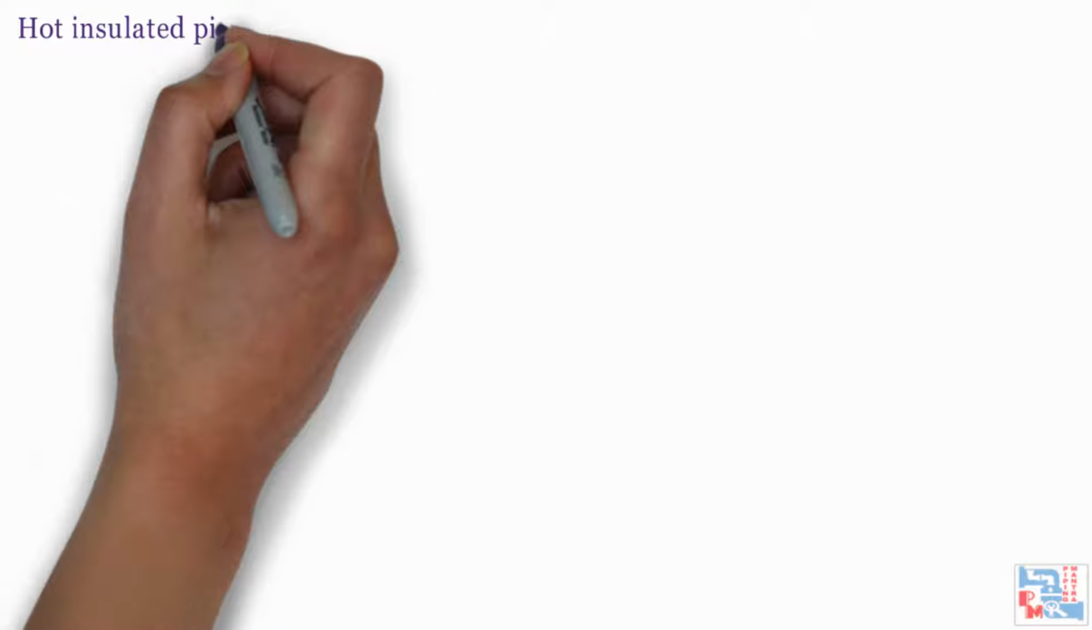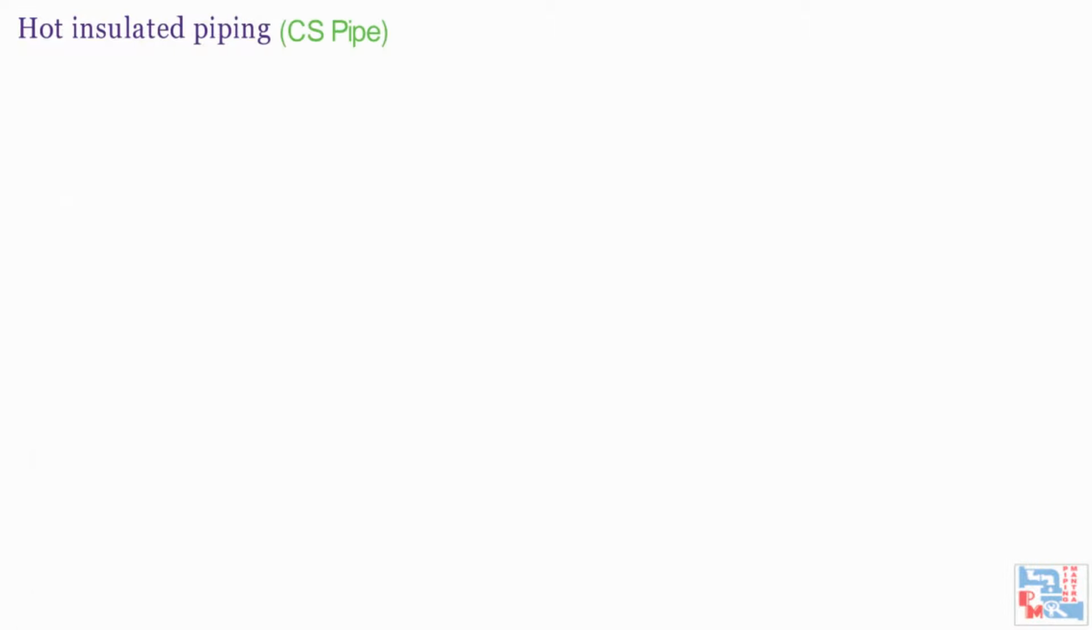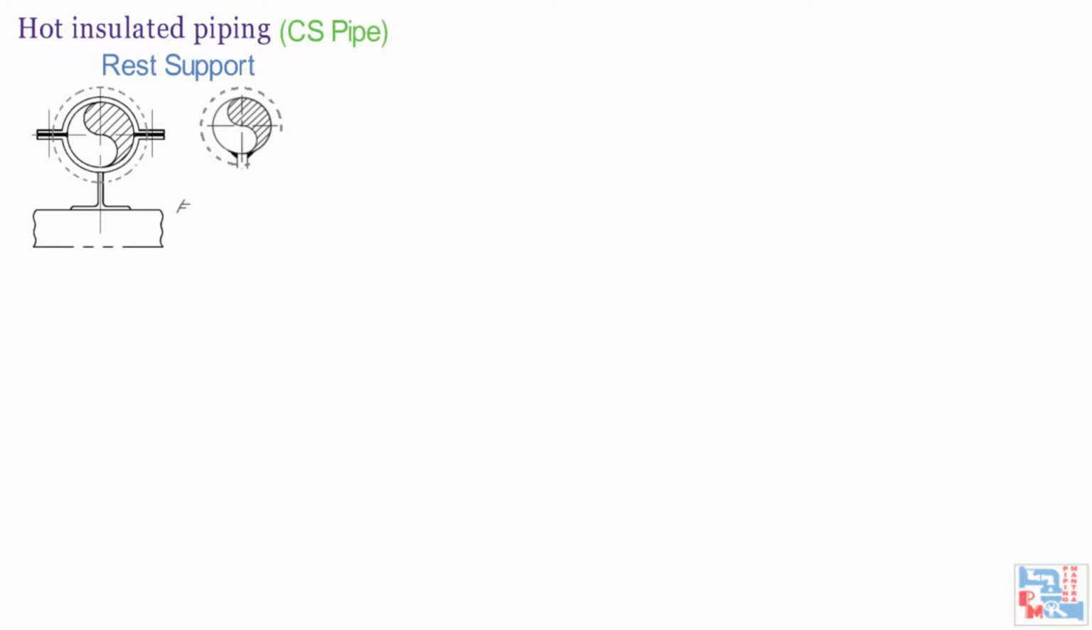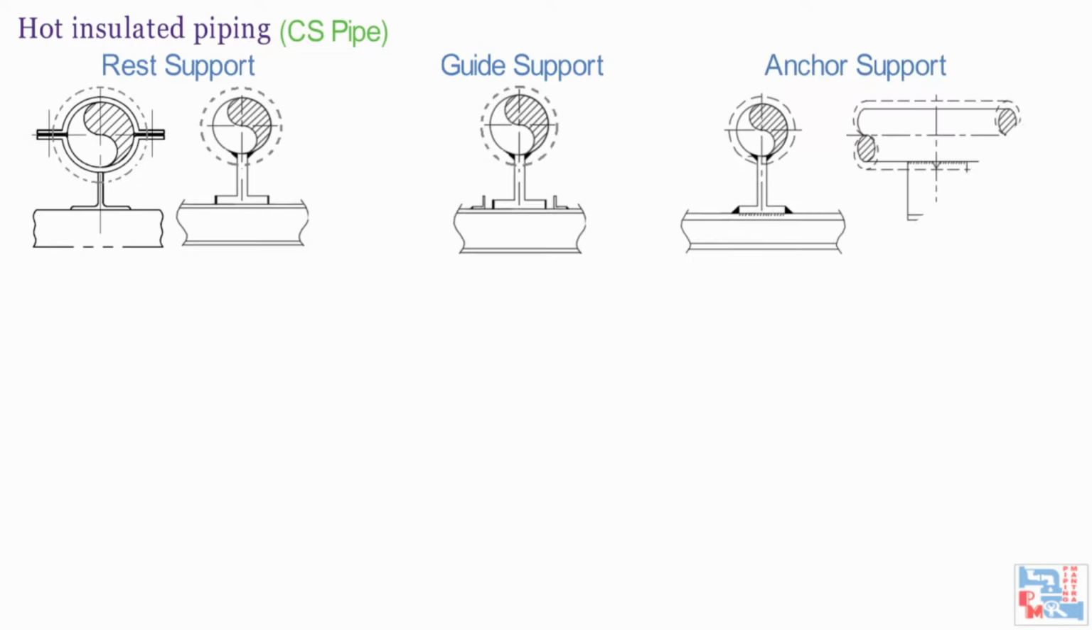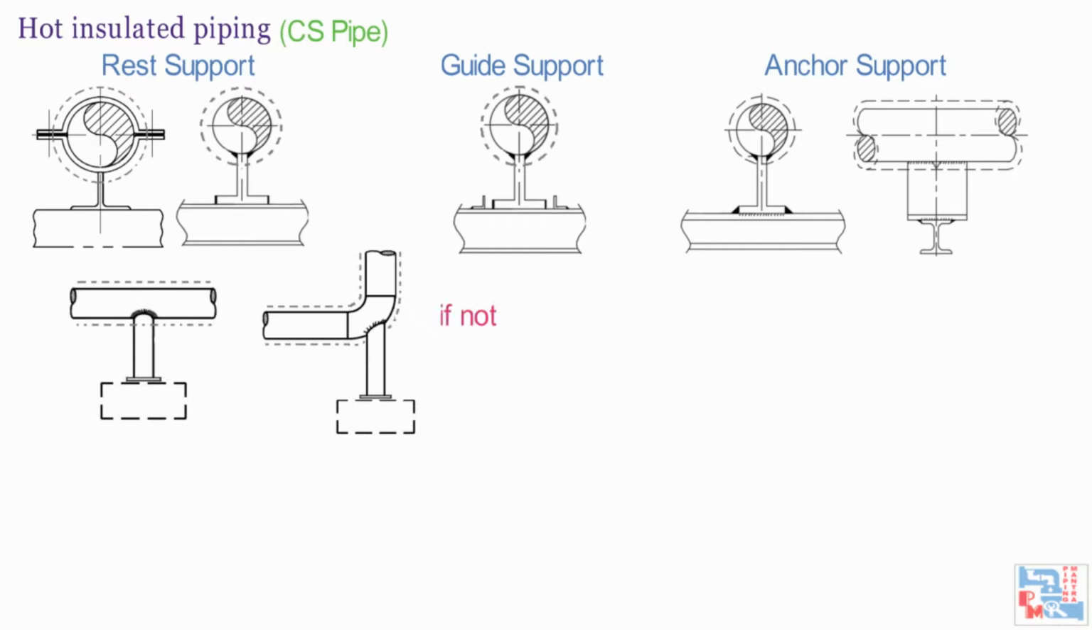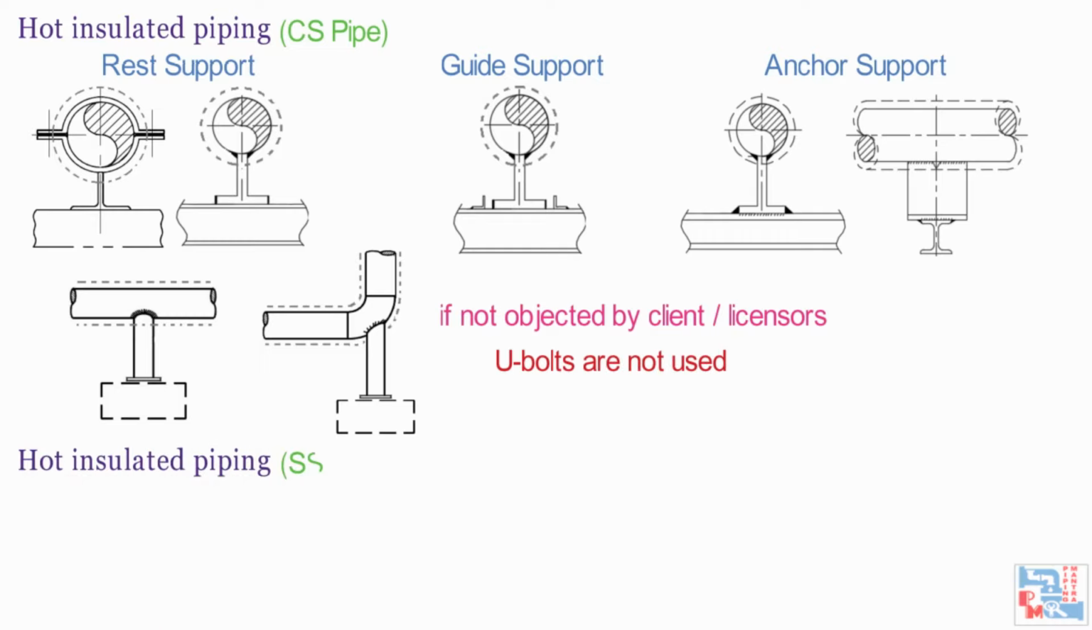Next is hot insulated CS piping. The hot insulated CS piping never rests directly on secondary support. Shoe type support of carbon steel with or without clamp is used. As you can see on your screens, the examples of shoe guide support and anchor support. Trunnion type supports can be used if not objected to by client or some licensors. U-bolts are not used.